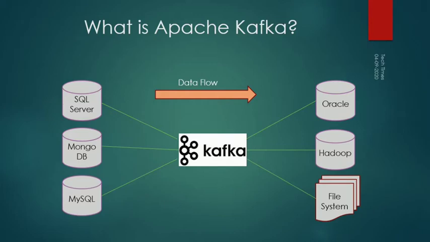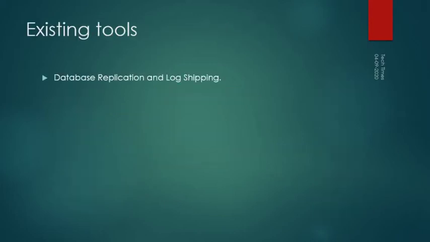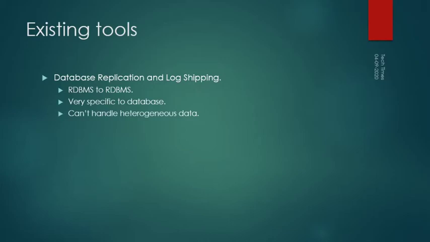One is data replication and log shipping. Data replication is just copying data from one database to another so that all the users accessing those databases get the same information. Log shipping works in a similar fashion. This is a very commonly used enterprise approach, but there are some limitations to it. It can only work from database to database, so it can't work across vendors. If you are dealing with heterogeneous data, then it becomes a limitation.